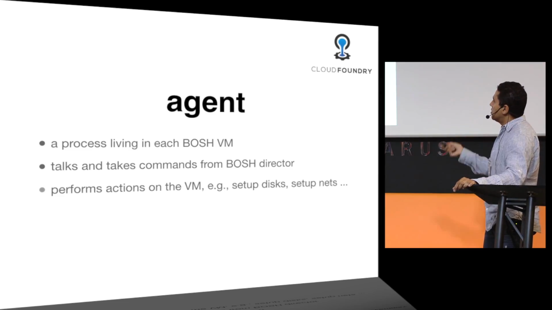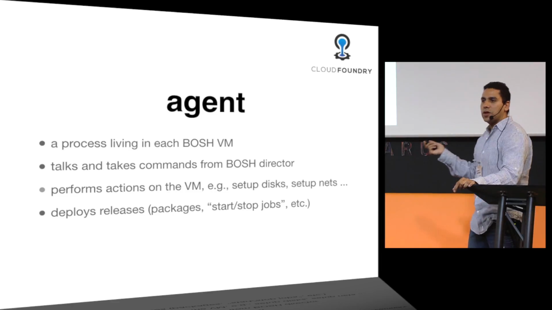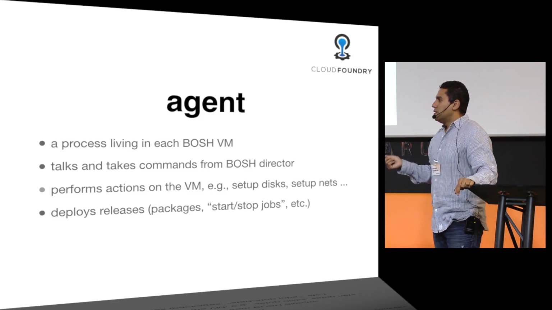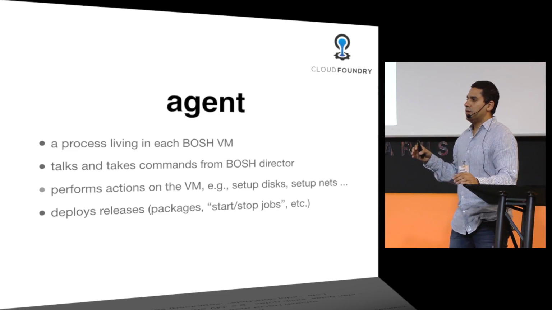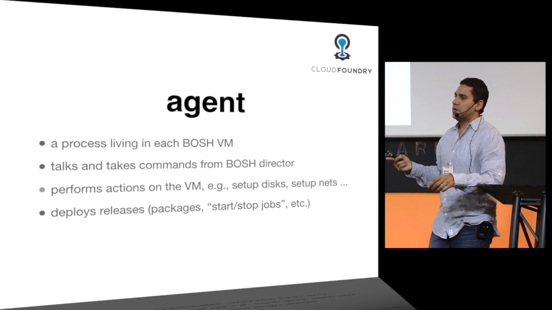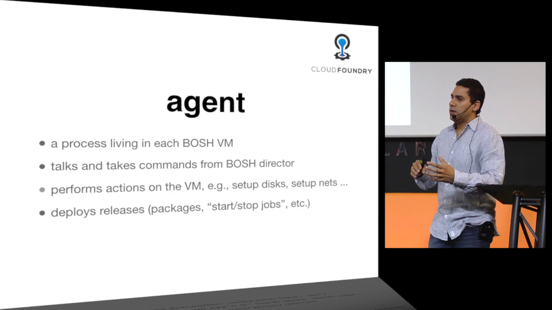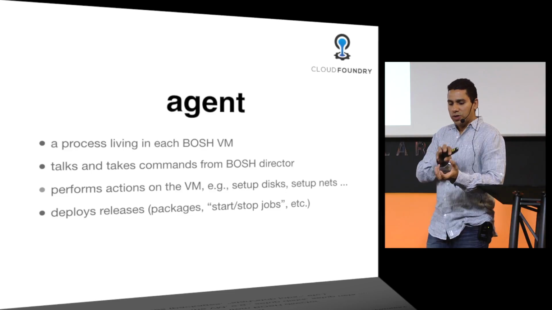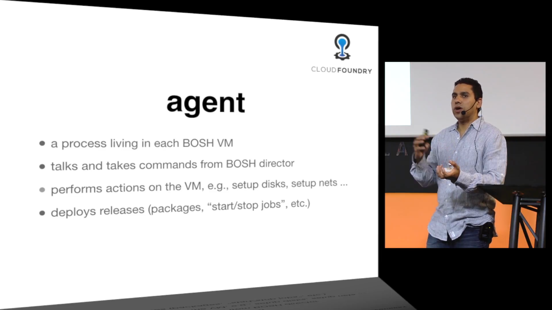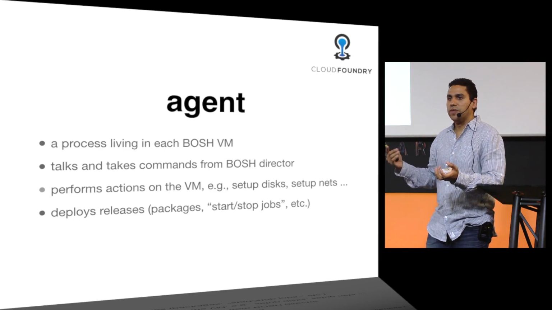It sets up the disk, sets up the network, installs releases, starts and stops packages, and so on. The only thing the agent doesn't do that we have to do in Bosch is the restart of the jobs, which is done with Monit. So Monit is a piece of software in Linux that allows you to monitor a job, a process, and then restart that process when it dies. So Monit is the only thing that the agent doesn't do.